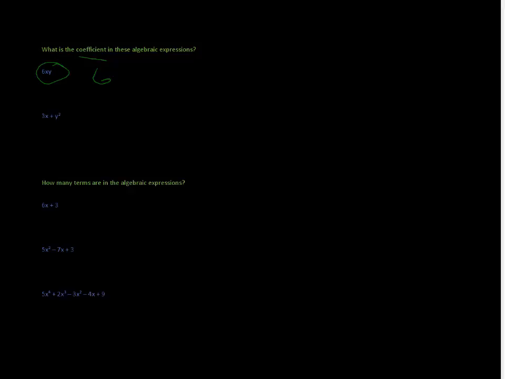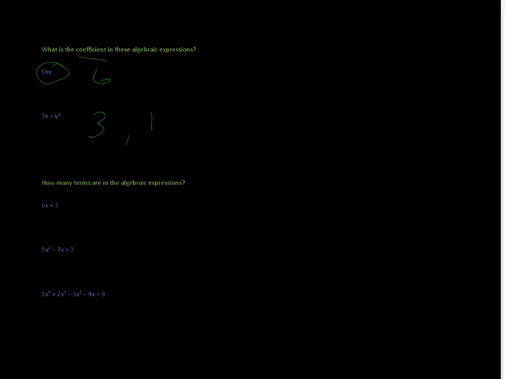The next one, we have 3x plus y squared. Well, in front of the x, we have a 3. So that's our coefficient. In front of the y, though, there's an imaginary 1. So we'd also have 1 as a coefficient, because there's 1 in front of that y. There's always an imaginary 1 if there's no number. All right, and then the next one.